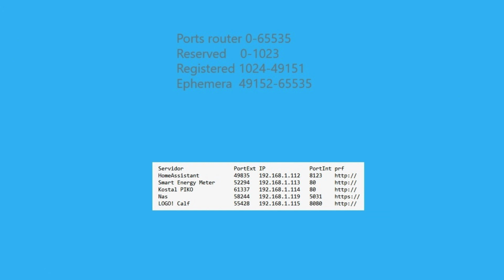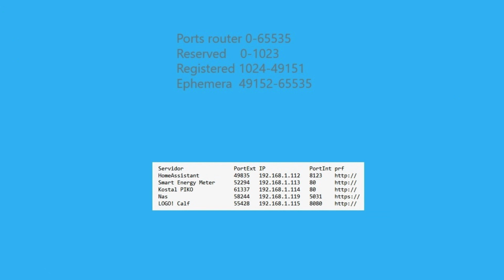To get external access, we are going to open ports on our router. It is interesting to make a table with the list of web servers to which we want to give external access. We will choose the port between 49152 and 65535, which are those assigned as ephemeral.